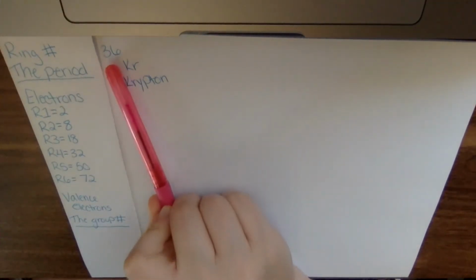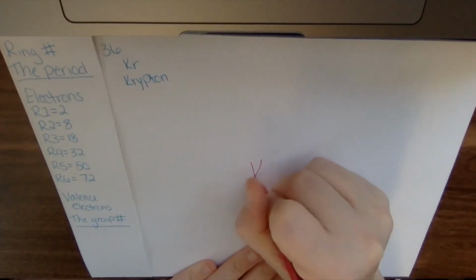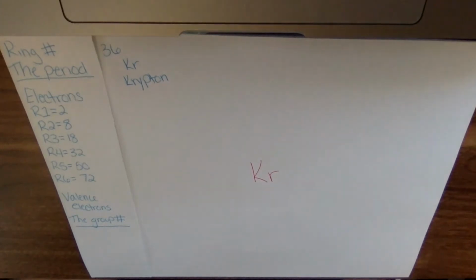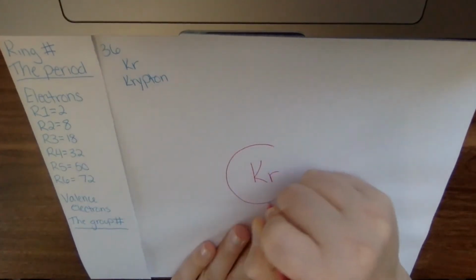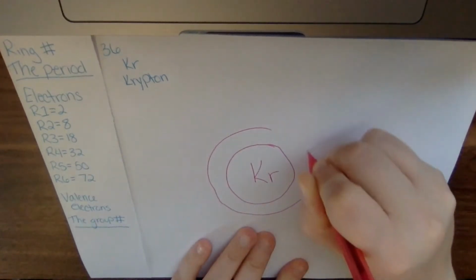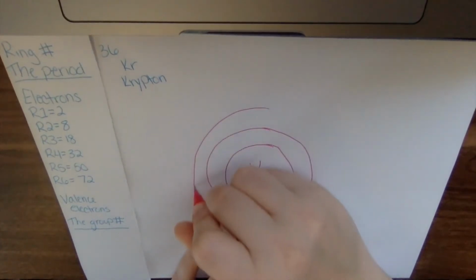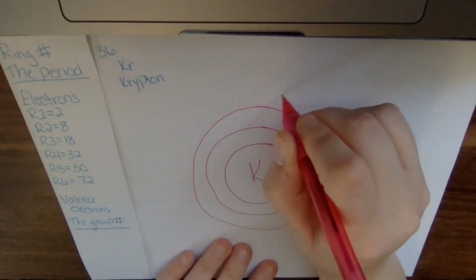Krypton's atomic number is 36. On the periodic table, it falls into period 4, so it's going to have 4 rings. So we have 1, 2, 3, and 4.